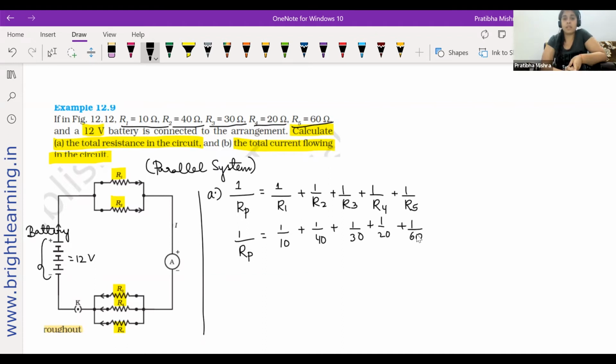What is the LCM of all of them? We have to take the LCM, right? So how do you take it? Let me tell you one thing. The LCM of 10 and 40 can be 40, right? But the LCM of 30, 20, and 60 can be 60. So what is the LCM of 40 and 60? What do you think it is going to be?